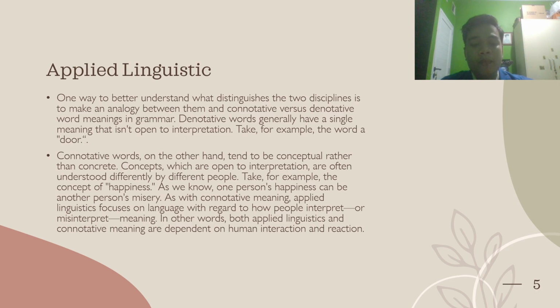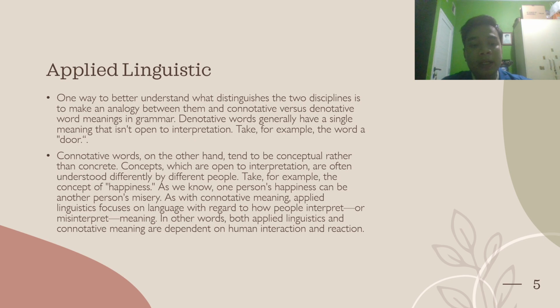The third, one way to better understand what distinguishes the two disciplines is to make an analogy between them and connotative versus denotative word meanings in grammar. Denotative words generally have a single meaning that isn't open to interpretation. Take for example the word a door. Connotative words, on the other hand, tend to be conceptual rather than concrete. Concepts which are open to interpretation are often understood differently by different people.